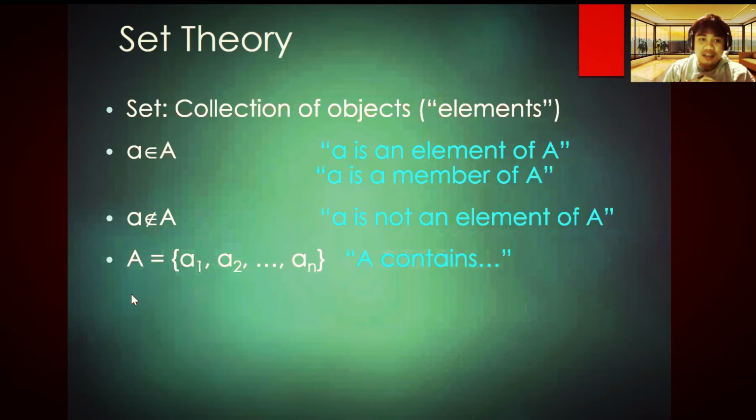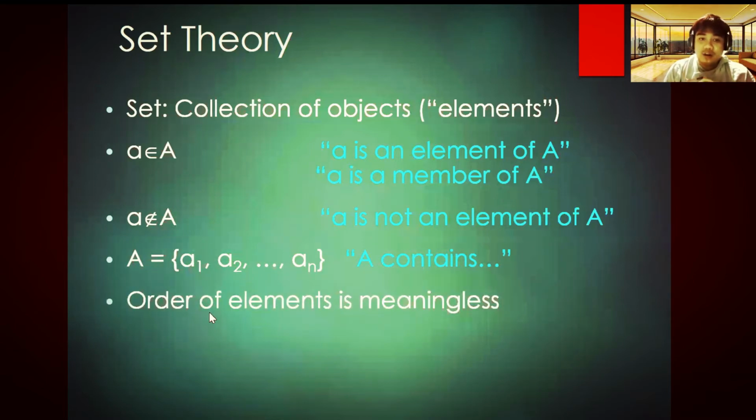And we have here set A is equal to the following elements, or you can also read this as A contains the following elements: a sub 1, a sub 2, up to a sub n. And always remember that order in elements is meaningless. It doesn't matter if, for example, we have set A that contains 1, 2, 3, or set A contains 2, 3, 1, or set A contains 3, 2, 1.